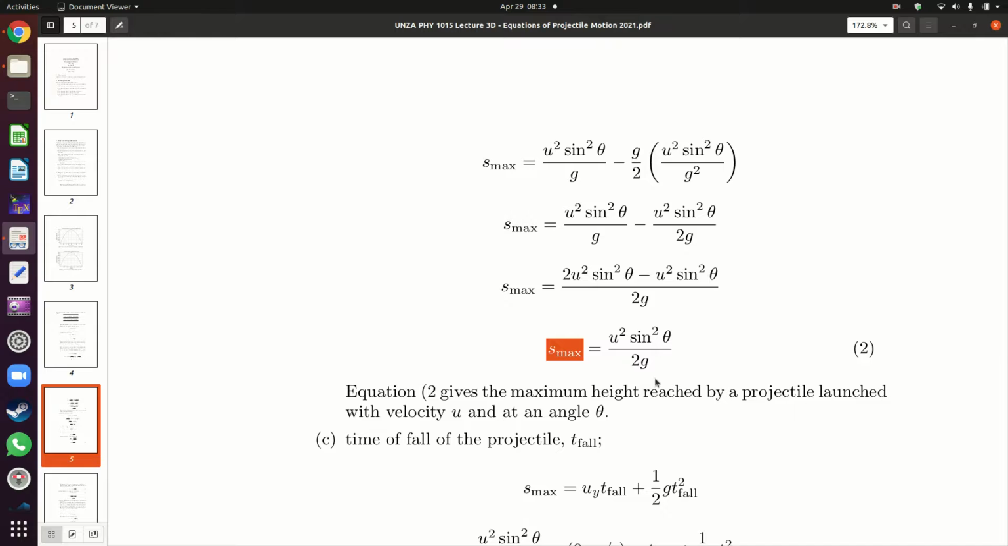Again, as you can see, the only requirements here are the velocity with which your projectile is fired, and the angle at which the projectile is being fired.